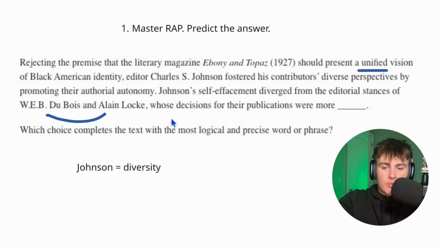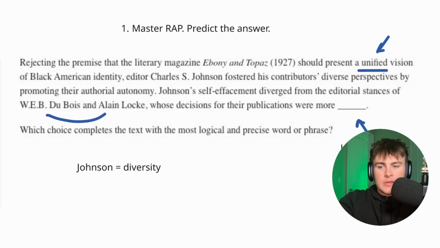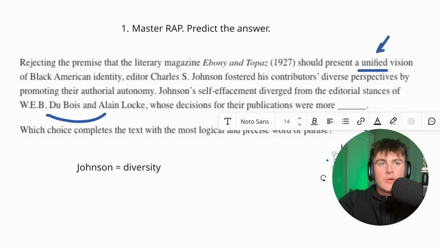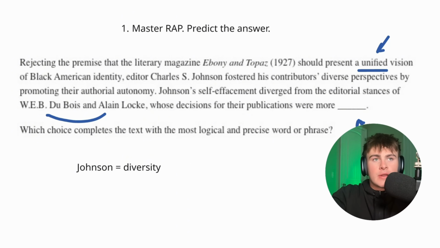And their decisions are probably more of the opposite of what he has. So what he likes is diversity, which means these people probably like the opposite. They probably like this unification thing because this Johnson guy does not like it. And these people are the opposite. So they like unification. They like unity. They were more, I would say, I don't know, unified or something to do with like, all the same, right? This is my prediction. My webcam is covering it. There you go. Unified, all the same. Perfect. That is my prediction.